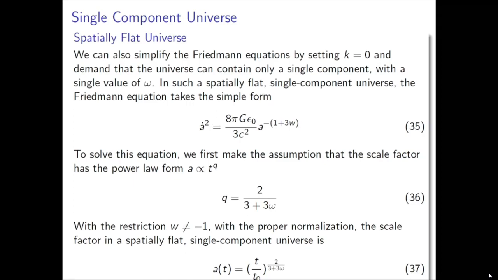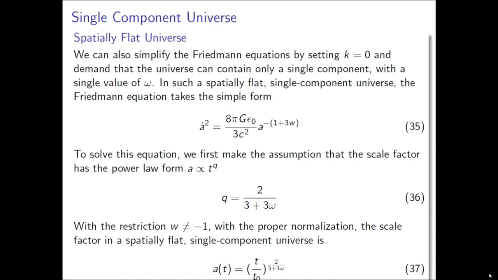So we get equation number 30. As we solve for the equation, we get the value of q to be 2 by 3 plus 3 omega, with the restriction that omega is not equal to -1. That means the universe is not expanding as such. This is because omega equal to -1 is exactly lambda, that is the cosmological constant. So if we take omega not equal to -1, we are neglecting the cosmological constant.